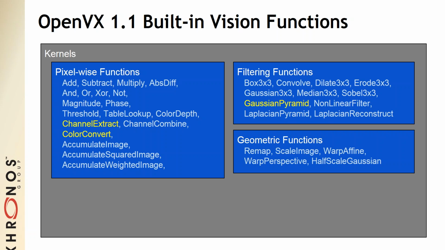Geometric functions. You can take an image, scale it down, scale it up. You can warp an image. And you can also apply a Gaussian filter and have the output at half scale. It gets used in the Gaussian pyramid, where let's say you have an image and you want to apply a 3x3 or 5x5 Gaussian filter, but you're only interested in a subsampled image by a factor of 2. You could use this function. We exposed it explicitly as half scale Gaussian because we found a lot of applications would use that.